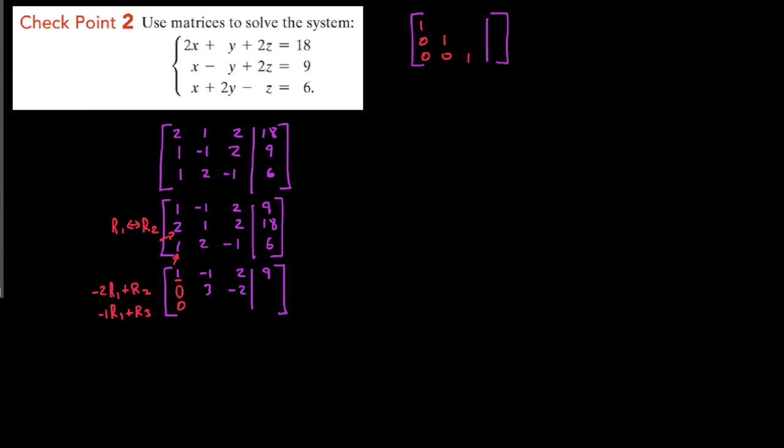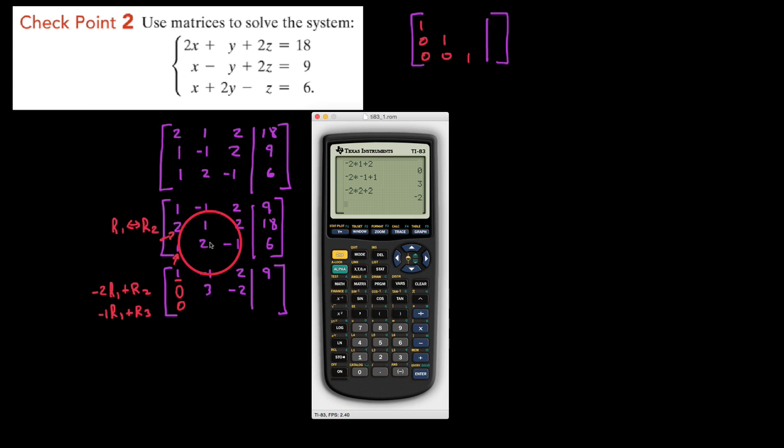And then last but not least here, if we took -2 times our row 1 times our 9. So we get -2 times our 9 in the first row, and we're adding that to 18. I hope you'd see that you would get a 0 there. So that's kind of neat.